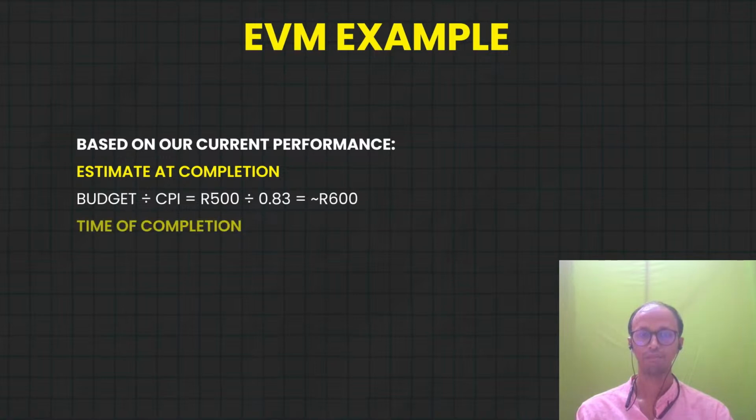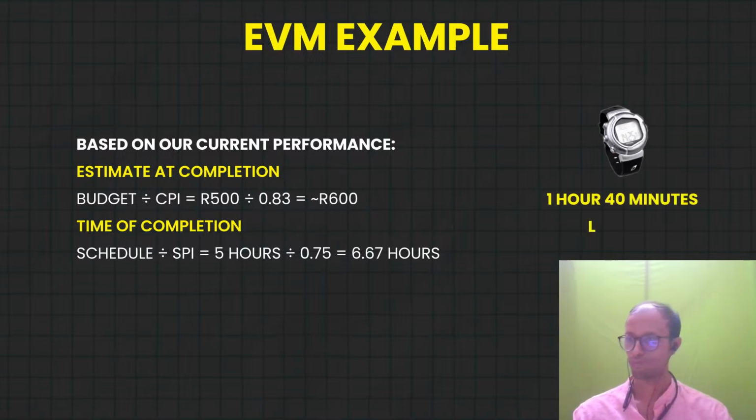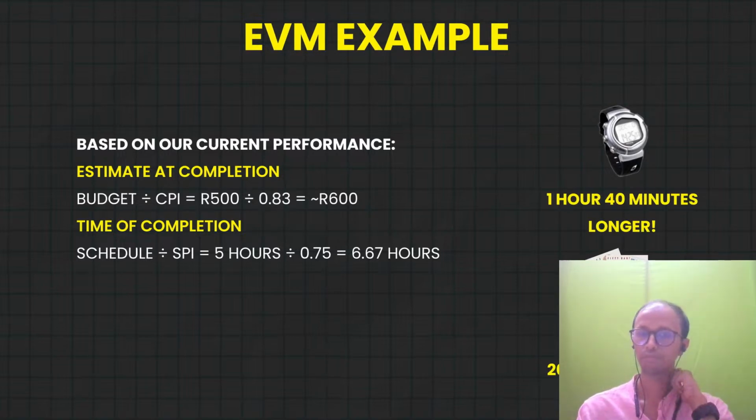For my time of completion, how much time will be required? Instead of 5 hours, we'll be requiring 6.67 hours. That means we'll be requiring 1 hour 40 minutes longer, and it will be 20% more than our budget. So this is how we know the forecasting for my project. My forecast says that we require more money and more time.